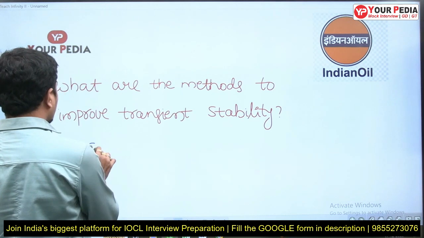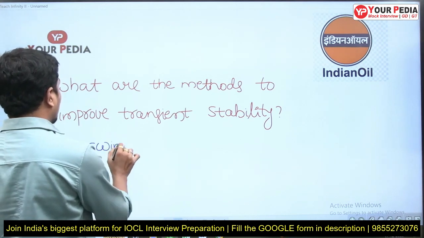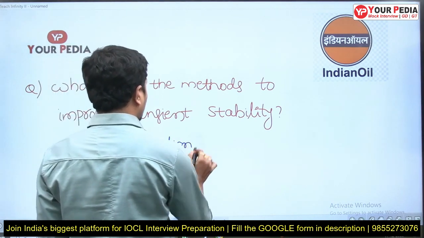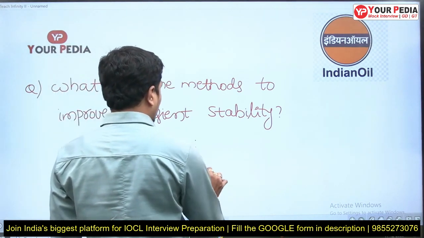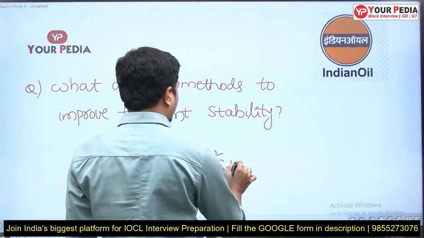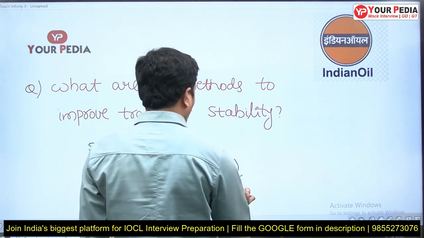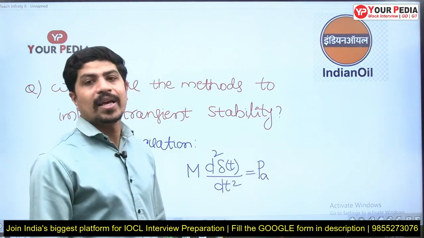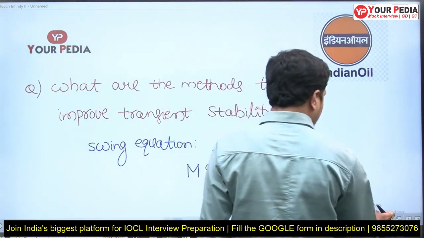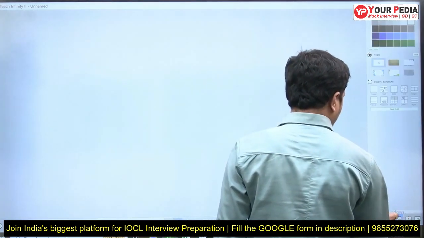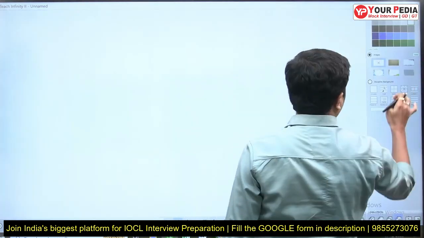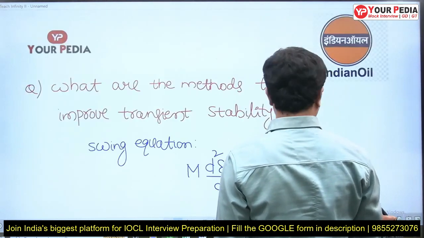What is the swing equation? M into d square delta of t by dt square is equal to Pa, that is acceleration power. What is Pa? Pa is equal to Ps minus Pe. Ps is steam input, Pe is electric power output.